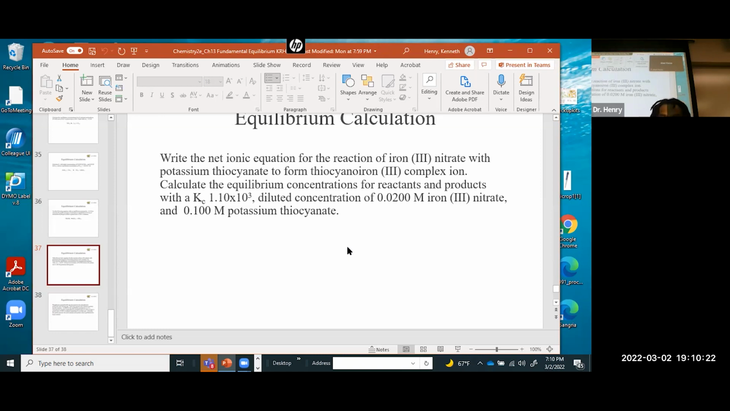Okay, so first off, we need to figure out what the reaction is, what's going on with this reaction, right? So we have Fe(NO3)3 reacting with SCN.